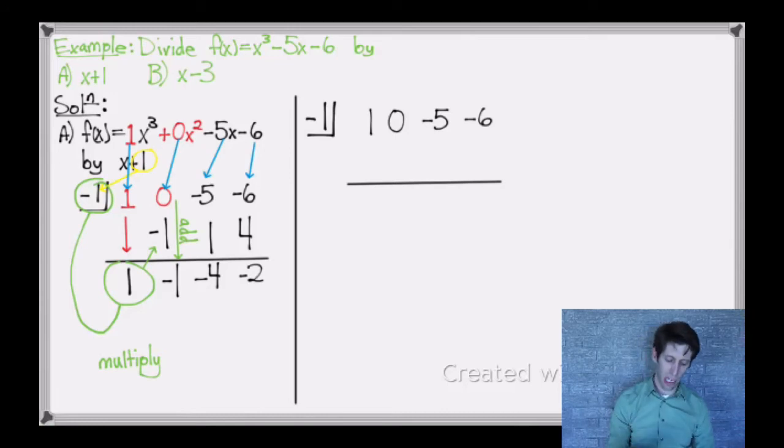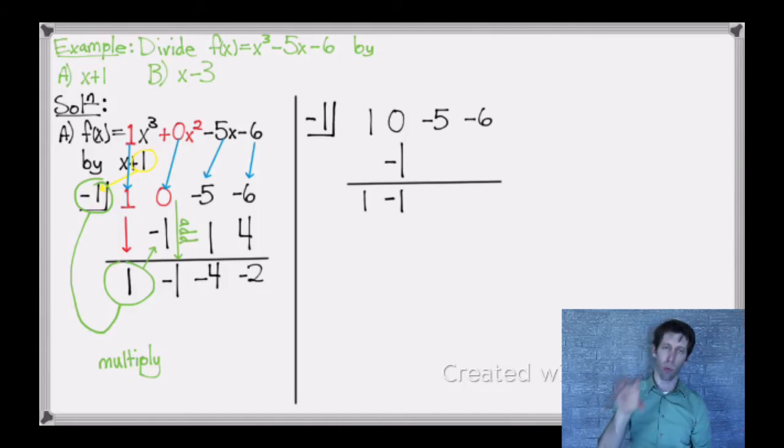So I'm going to do this whole thing again without all that annotation so you can see what it looks like in real time. So I've set up the synthetic division once again. So we have that minus 1 in the box. 1, 0, minus 5, and negative 6 are the coefficients of our polynomial. First thing I do, slide that 1 down, multiply what's in the box, and that goes on the next line. Add down the columns, and we get minus 1.